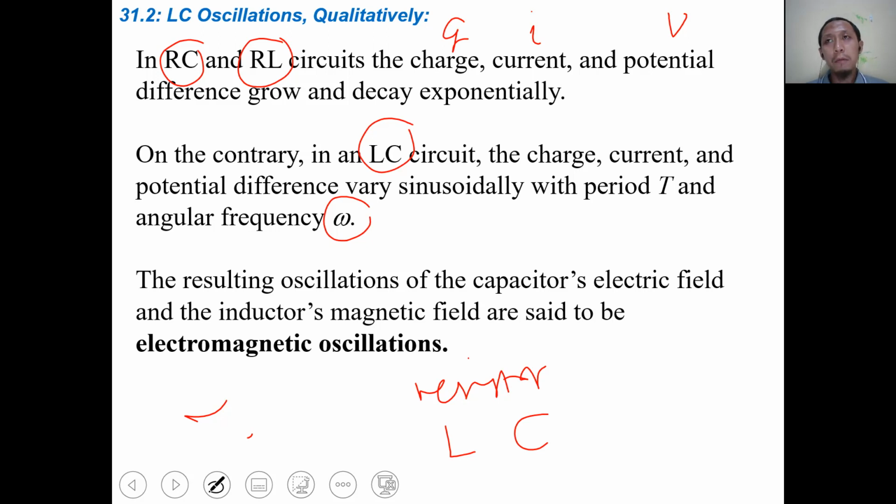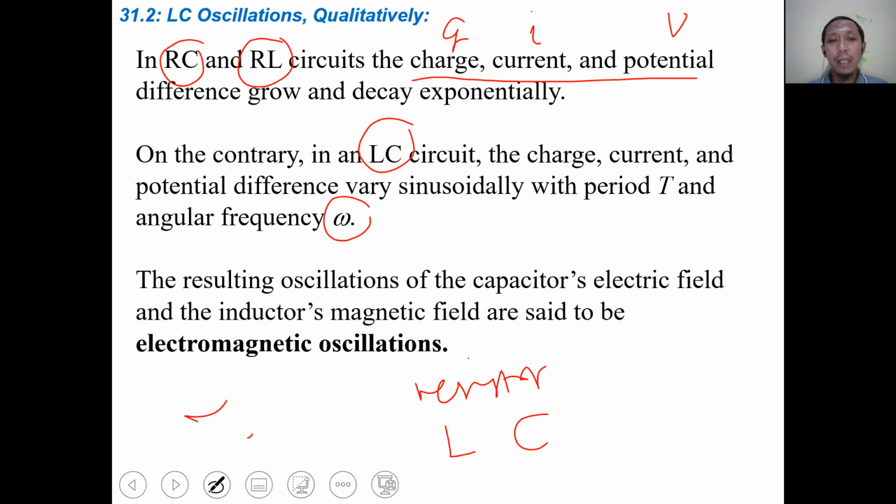The first: if we connect a capacitor and inductor with the resistor, the charge, current, and potential will grow and decay exponentially. It means that the resistor absorbs the current or the charge and then converts it into heat. So the current, the charge, and potential decay exponentially.